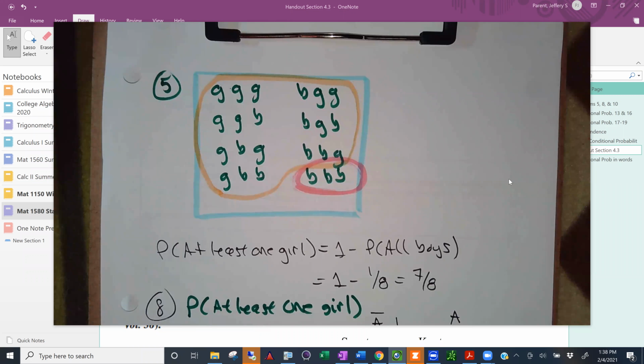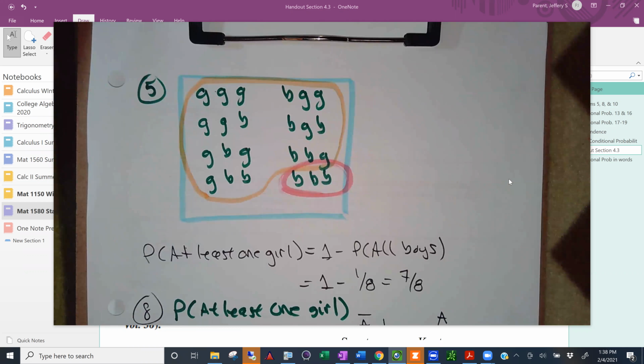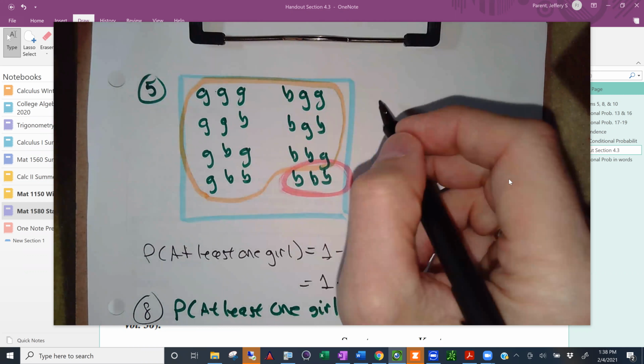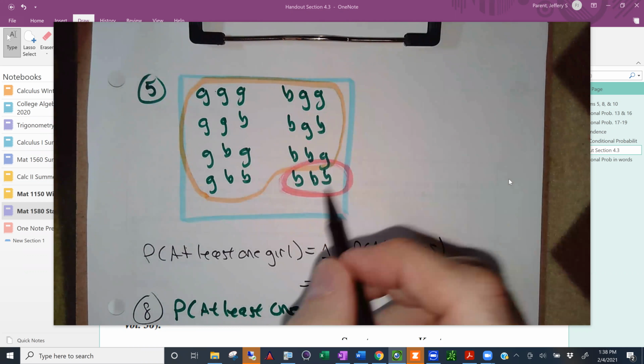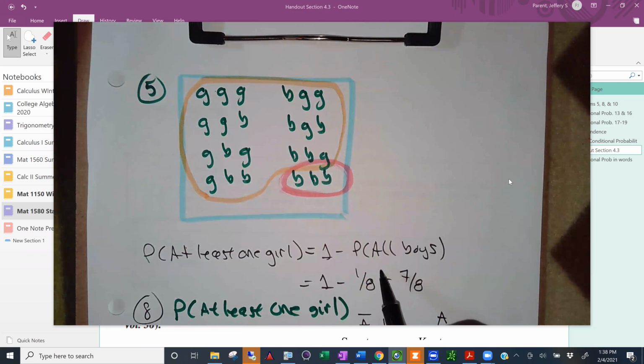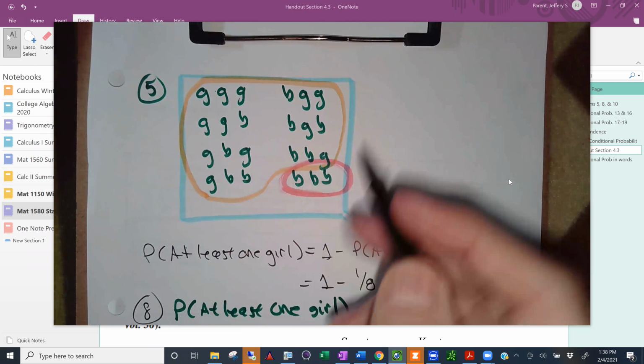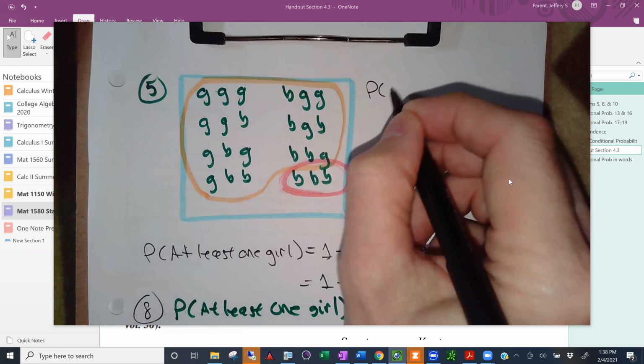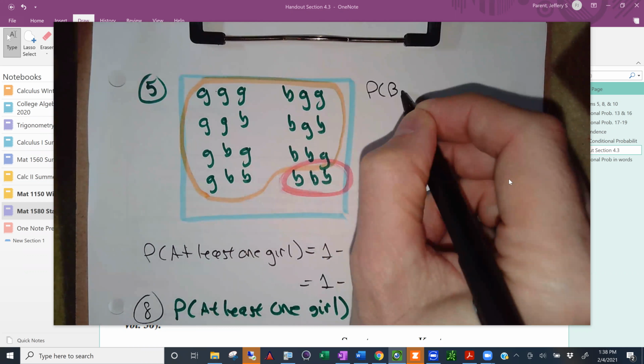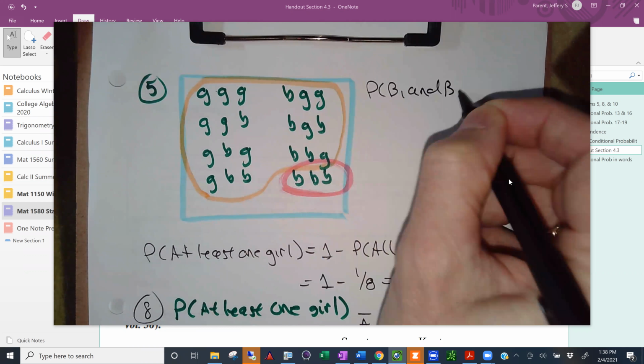So the question is, can we do number 5 without the picture? And the answer would be yes. You're still going to have to realize that you want to use the complementation rule as opposed to calculating all these things directly. And it's going to come down to the probability of a boy on the first one and a boy on the second one and a boy on the third.